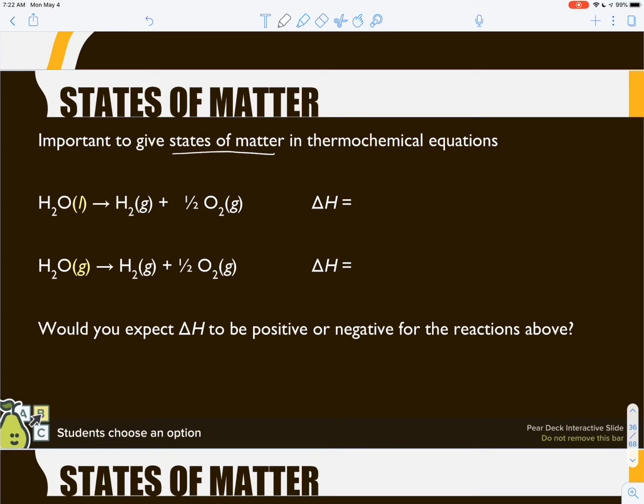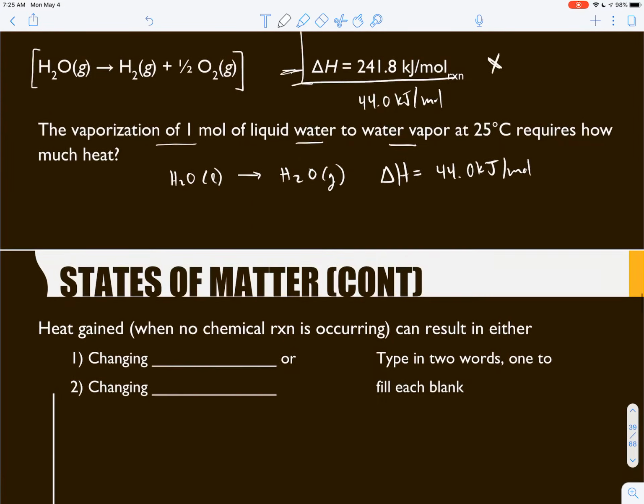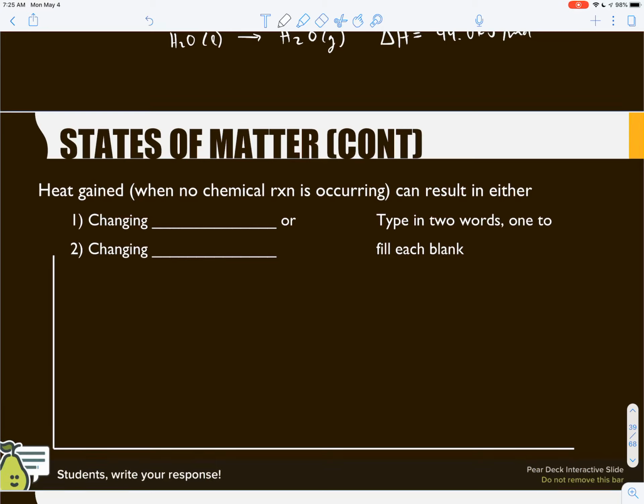Okay, so we're going to talk about what heat can do when there's no chemical reaction. So we're ignoring, like the one we just did above, where something becomes something else. We're only talking about these two other things that heat can do. So what can heat do when it's gained by a substance? It can either change temp or it can change state of matter.